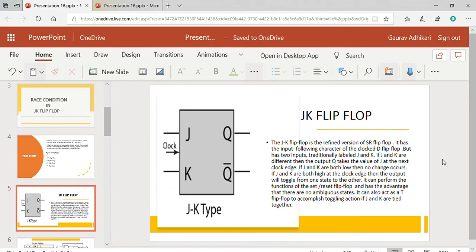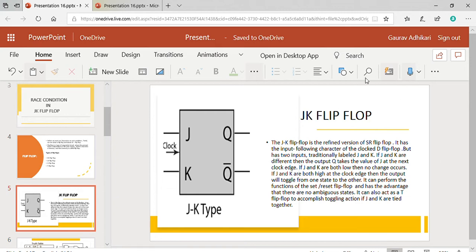But if J and K, both the inputs, are high, then there will be an action called toggle, which means that the output will change back and forth from 0 to 1 or high to low, from one state to another. It can perform the function of a set and reset flip-flop, and it can also act as a T flip-flop to accomplish toggling action if J and K are tied together. From all this we can conclude that the JK flip-flop is a versatile flip-flop.